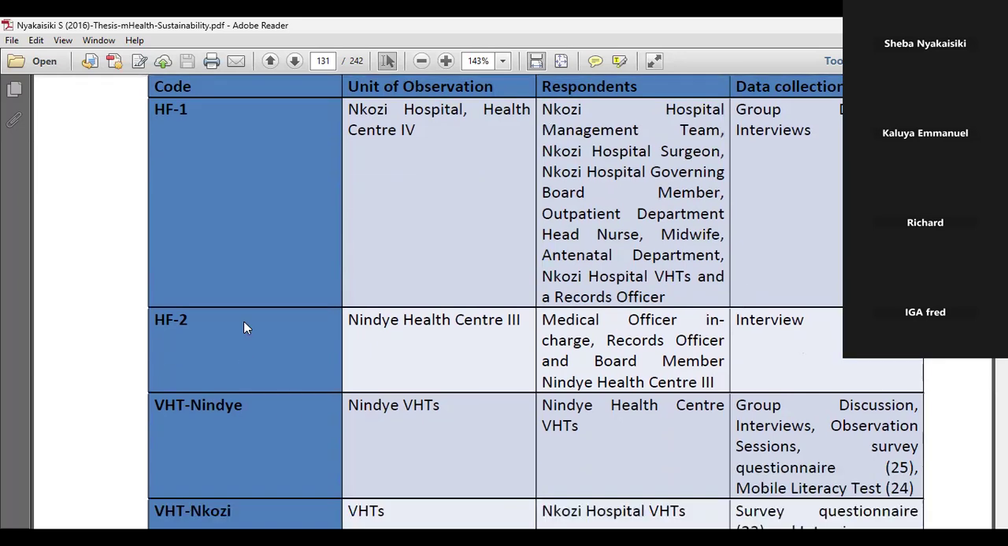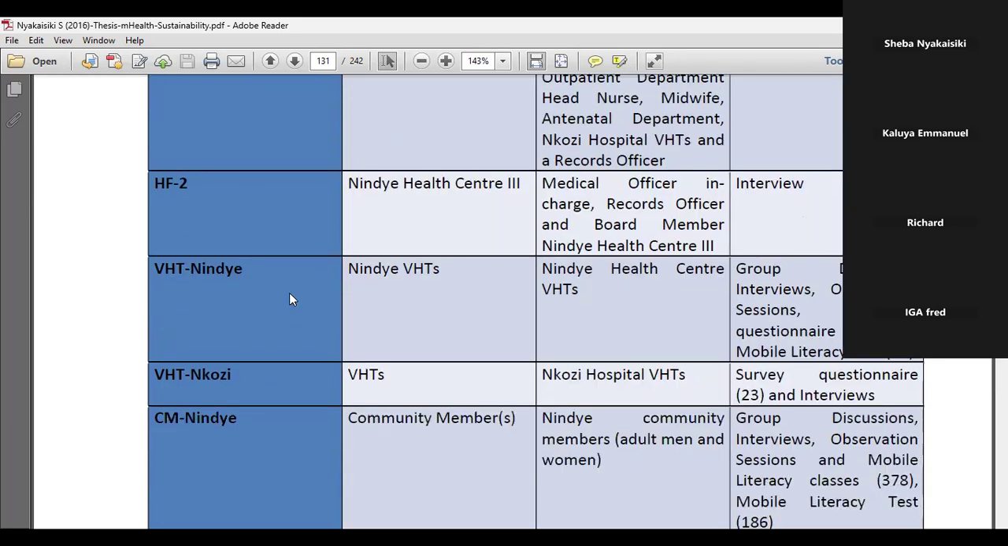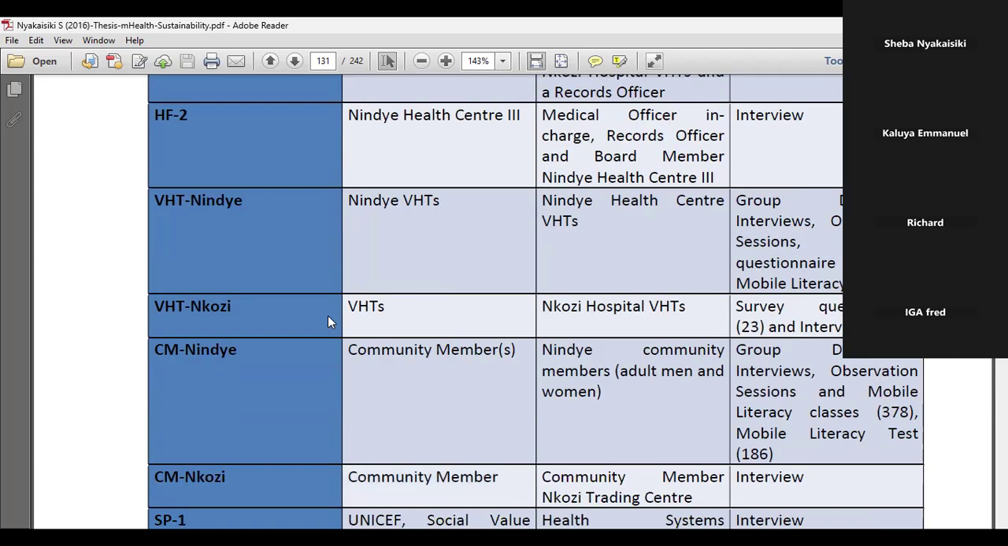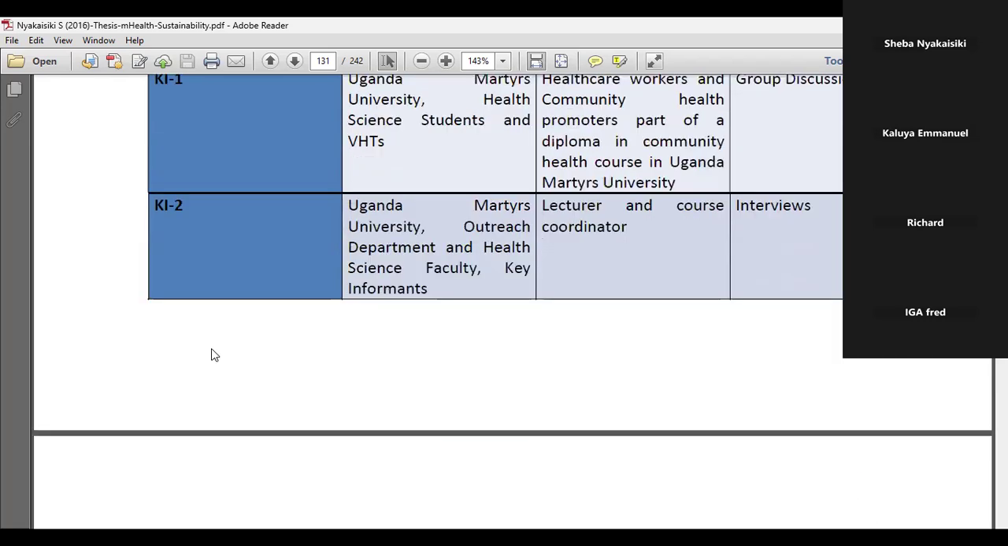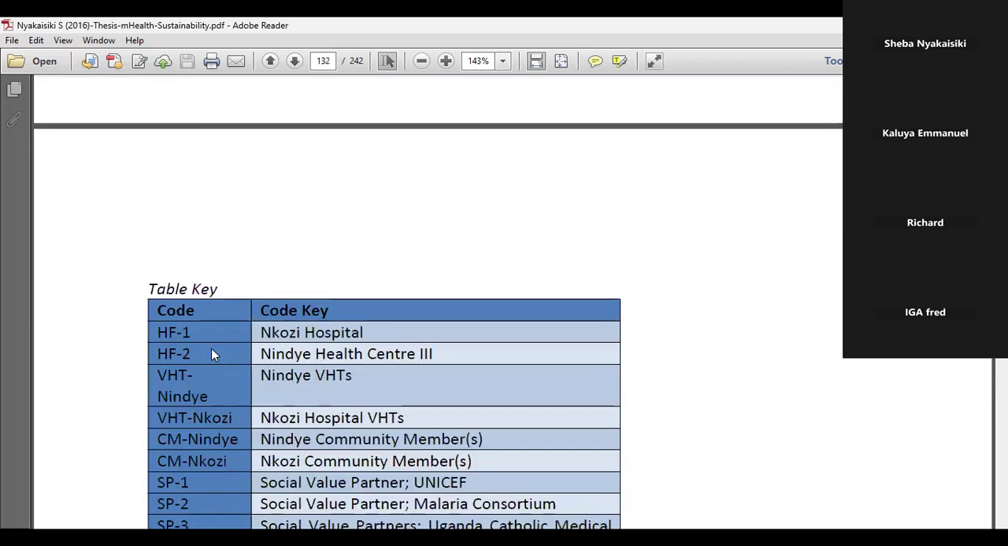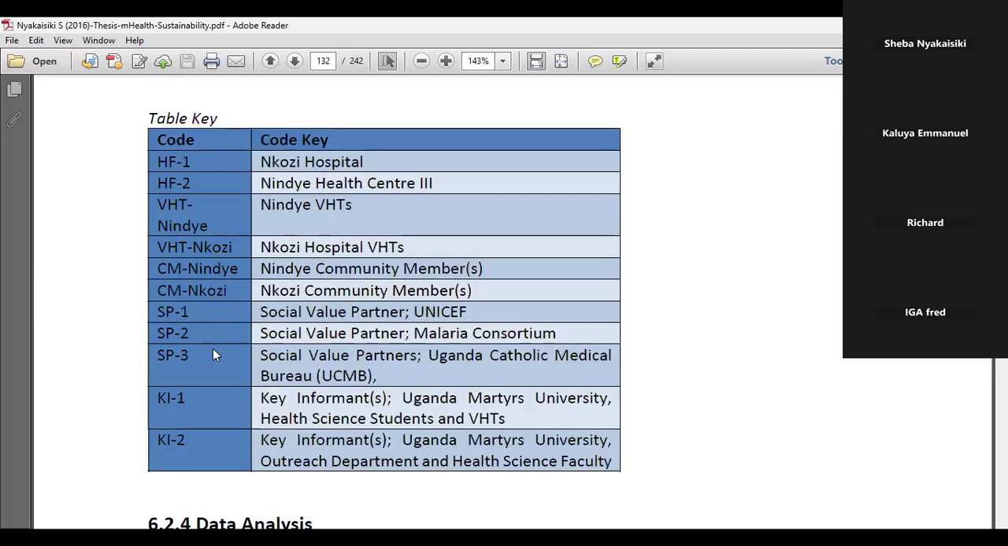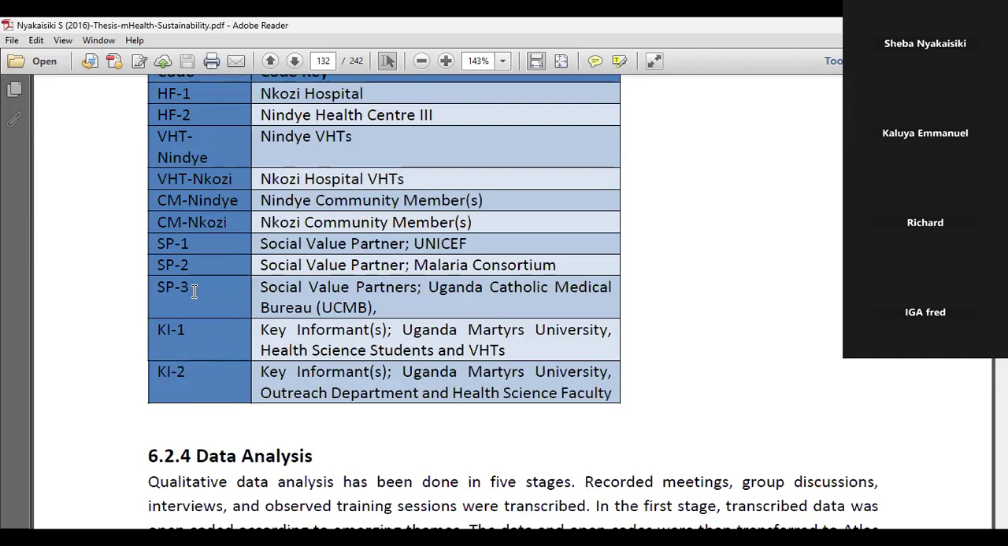So they say one of the participants in HF2 said this. Then if I say VHT in India, this is a group discussion. So one of the participants in VHT in India group said this. VHT in so on and so forth. SP, this would be a particular individual stakeholder. This is a key informant, one key informant, two, so on and so forth. So when I'm reporting back, these are the codes I would use. Does that make sense? Yes, doctor, it does.